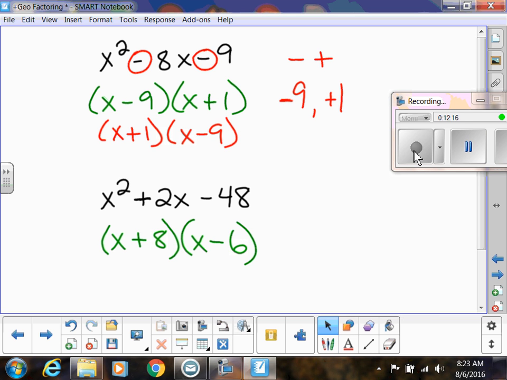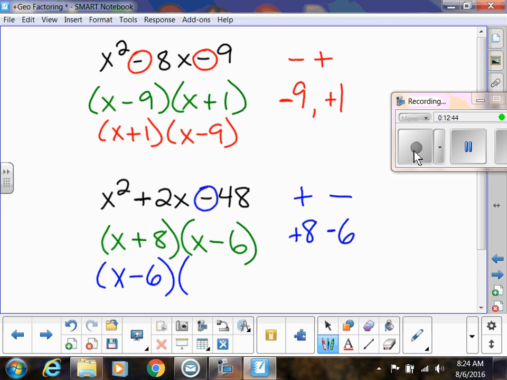All right, same thing down here. This 48 is negative, so that means I'm going to have one positive number, one negative number. However, this time they're going to add to be a positive number. So once you figure out that I'm doing 8 and 6, because 8 minus 6 is going to give me that middle number 2, I want to make sure that I have a negative on the 6, a positive on the 8, and not vice versa. It's okay to switch the order of the parentheses, but it is not okay to have x plus 6 and x minus 8.